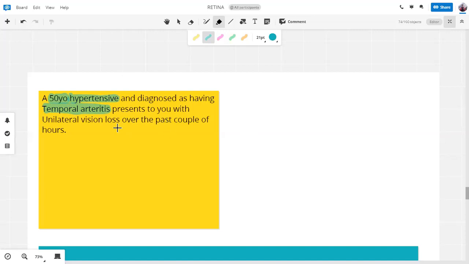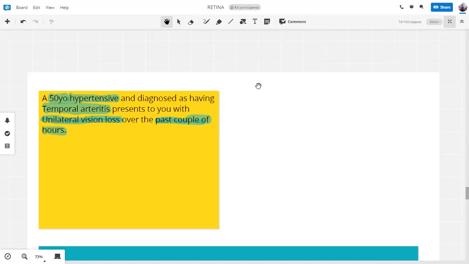Acute loss of vision in one eye. Unilateral vision loss over the past couple of hours. Yes, unilateral and acute loss. Sudden. Sudden loss of vision. Sudden, acute, over the past couple of hours. Okay, this is your case.